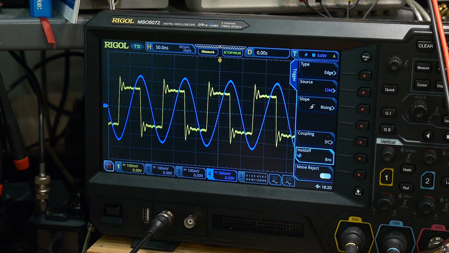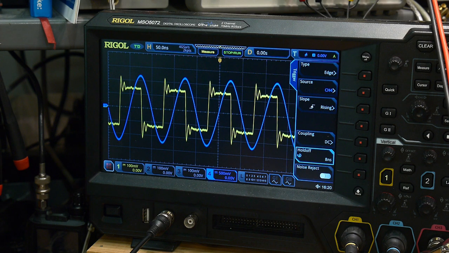The blue trace is the rubidium standard and the yellow trace is the oscillator. So they are definitely not drifting with one another. They are just rock solid. So that's looking really, really good. So let's look at the next one.